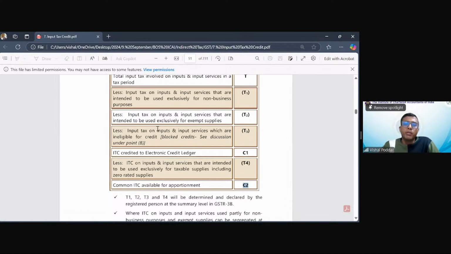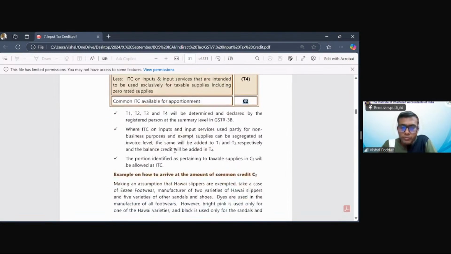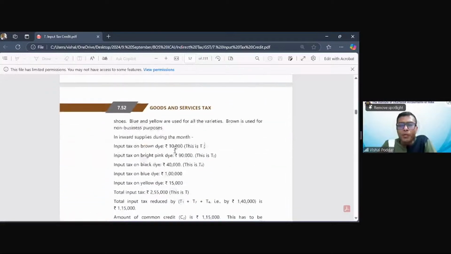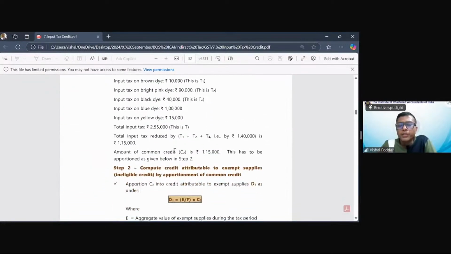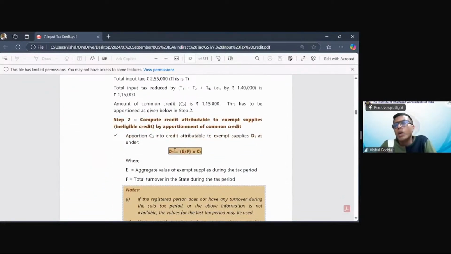What is this important balance for? This is for those ITC which are used commonly for X and Y. And I will have to do proportionate for this item only. I hope this is clear up to this point. Now, once I reach this point, now I have to do proportionate.